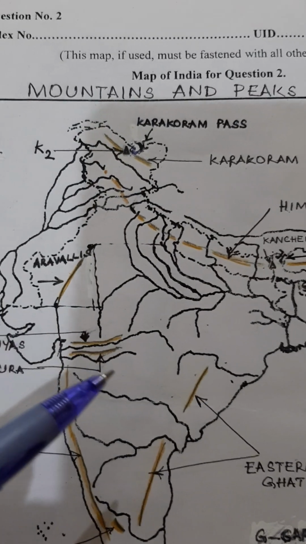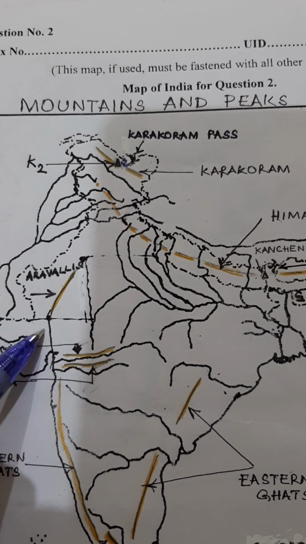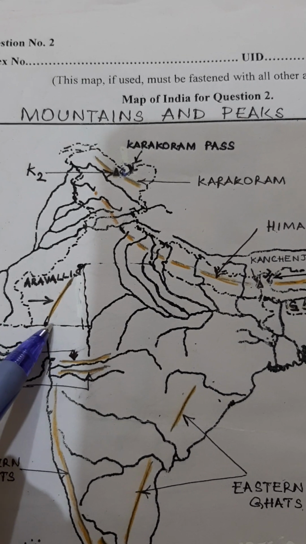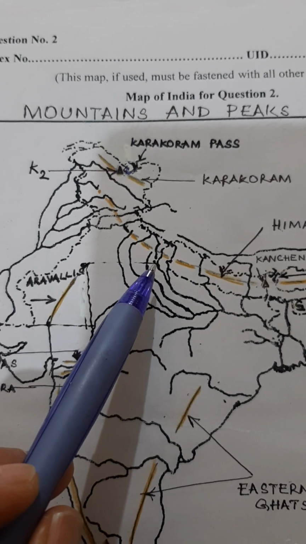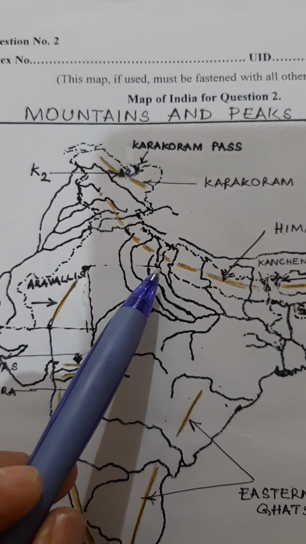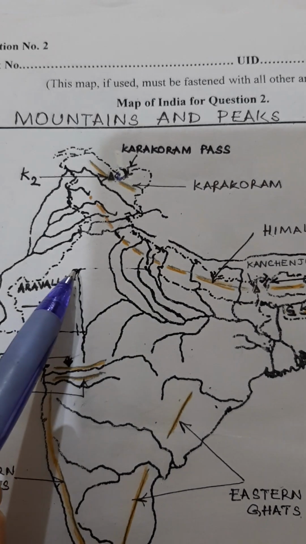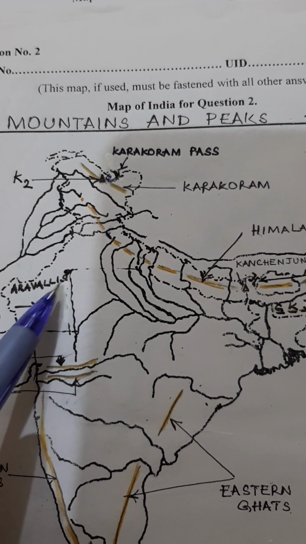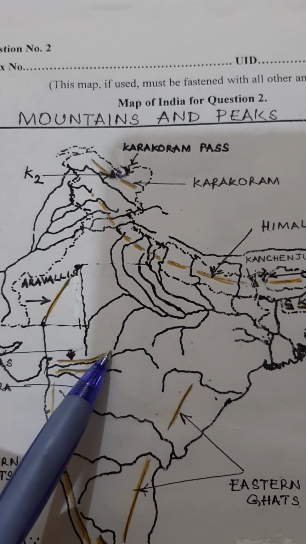Next, these are the Aravalli Mountains. So just notice how the Aravalli Mountains have been marked here. Now I've drawn a horizontal line from here and a horizontal line from the Nepal border here, the corner. And where these two meet, I draw a slanting line. This is Aravallis.